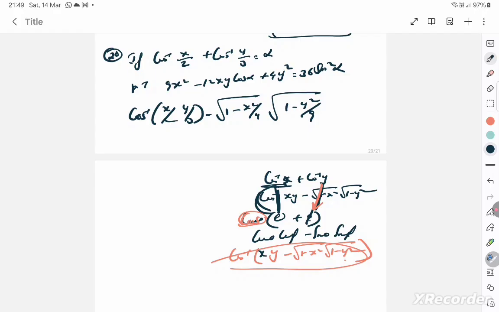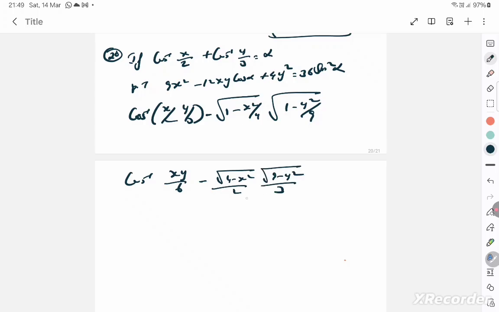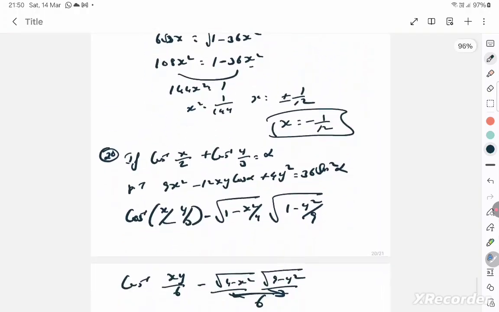Yeah, so now what do you do? Now that you know how to apply the formula, you have one cos inverse for the whole thing. So this is cos inverse of xy by 6 minus, if you take LCM, root of 4 minus x square by 2, root of 9 minus y square by 3, and 3 2s are again 6. This is also going to become 6. So this is cos inverse of xy minus root of 4 minus x square into root of 9 minus y square, by 6, which is equal to alpha.